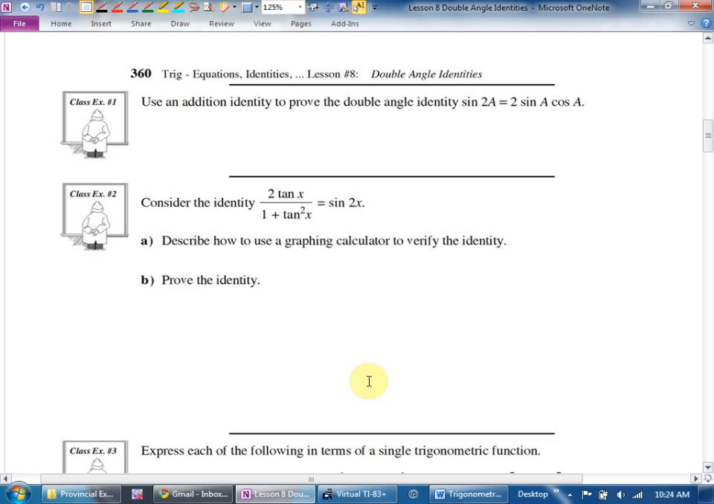Page 360, number 1 says, use an addition identity to prove the double angle identity that the sine of 2a equals 2 sine a cos a. Oh, heck. You got your formula sheet? See the sum and difference identities? Find the one that looks like this, the sine of alpha plus beta. See it there? Victoria, can you read it out to me, please? Sine of alpha plus beta equals, and read to me the right-hand sides. Yep.